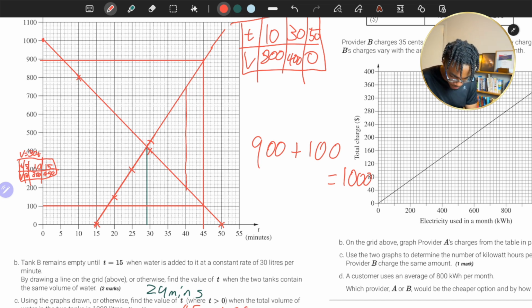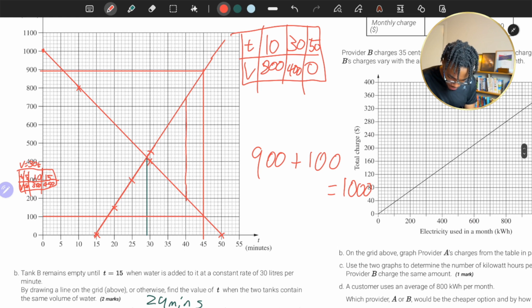Easy stuff. Let's make sure we got everything. Yeah, perfect.